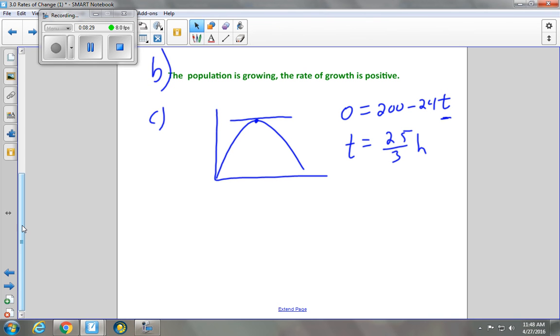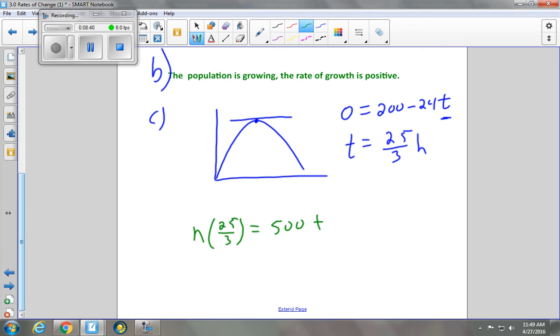Now if I plug that back into my original formula, we'd have N of 25 over 3 is equal to 500 plus 200 times 25 over 3 minus 12 times 25 over 3 squared, which is equal to 1,333.